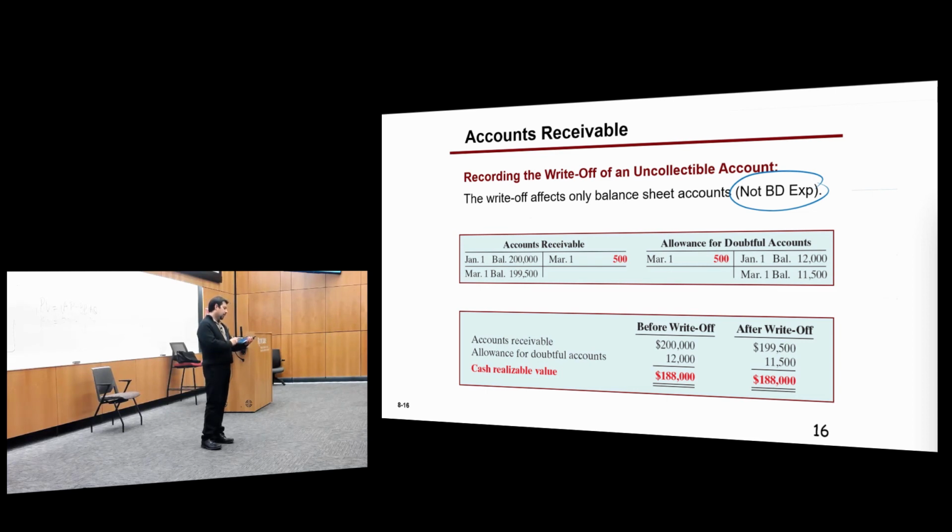Now as you can see, the balance used to be 200,000, now it's 199,500, because you wrote off 500 from that account. At the same time, your allowance, this is the estimation of the accounts that will be uncollectible. Because it was already written off, it's taken off from those amounts.